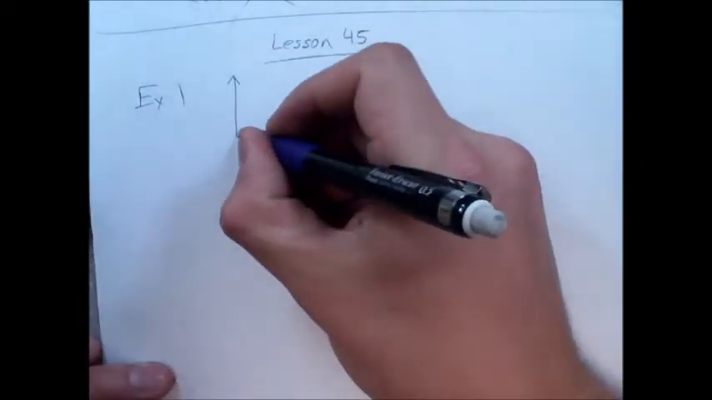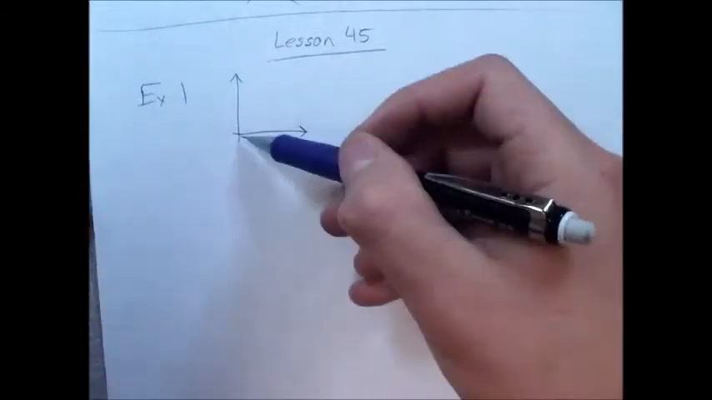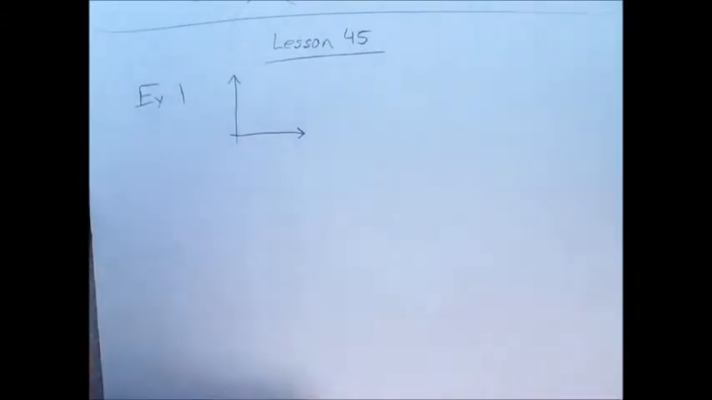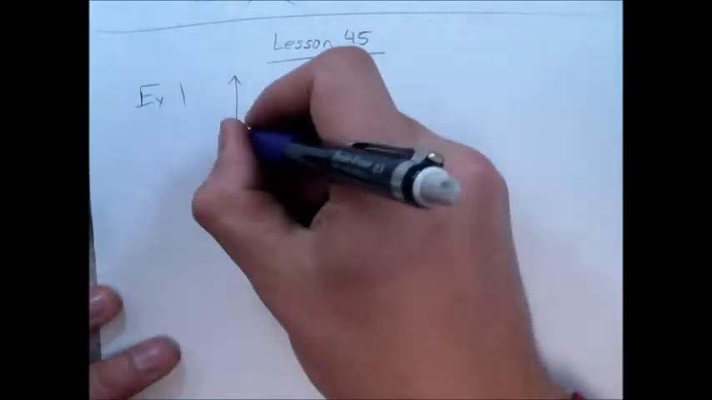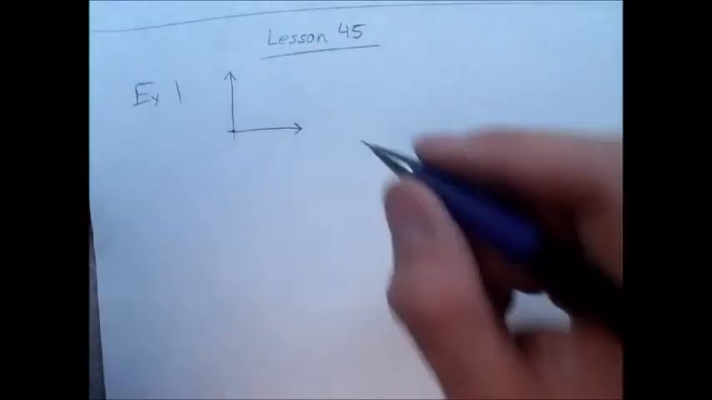Okay, first of all, you're going to need an x and y axis. If there are going to be negative data points, then you have to extend it into the second, third, and fourth quadrants. But these are all positive, so I'm only going to draw in the first quadrant, noting that this is the origin, right?